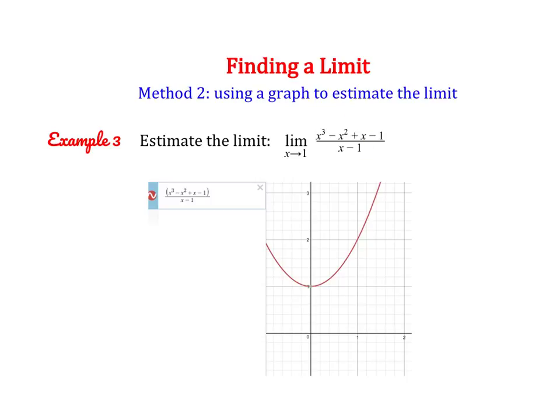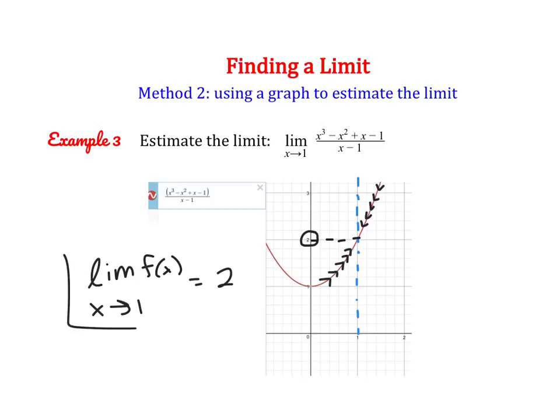So we want the limit as x approaches 1. Here is where x is equal to 1. You might notice that when x is equal to 1, our function is undefined, but remember, it doesn't matter. As x is approaching 1 from the left, and as x is approaching 1 from the right, so kind of going down this way and going up this way, you can see that it is going to hit a limit, which is 2. So the limit of f of x as x approaches 1 is 2. This is just a different way to estimate the limit.